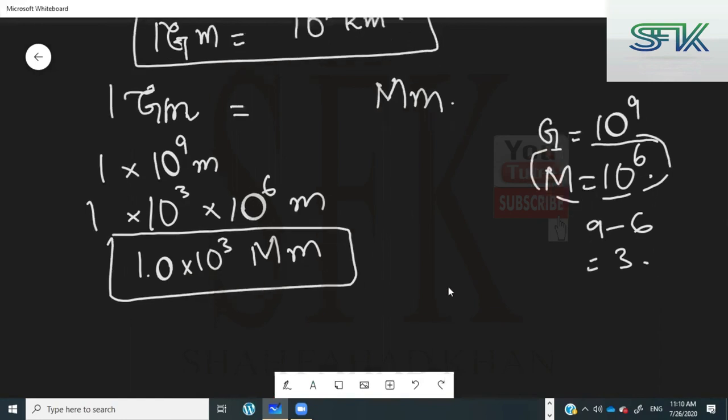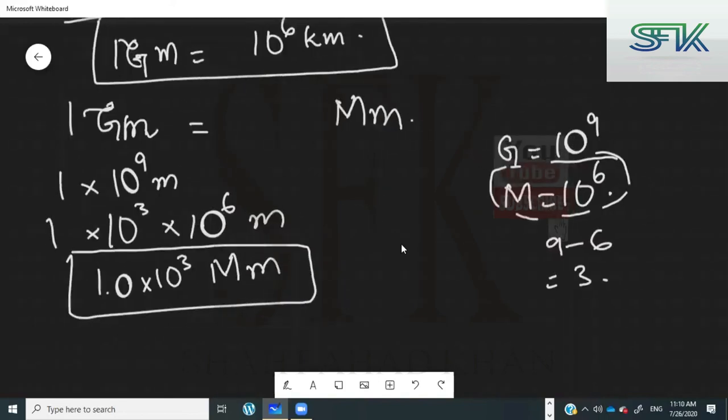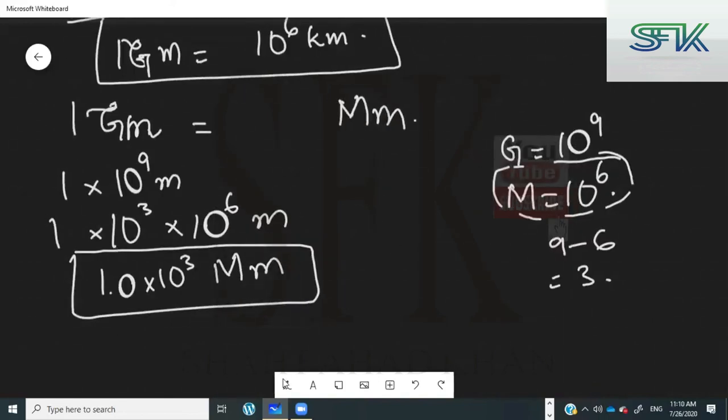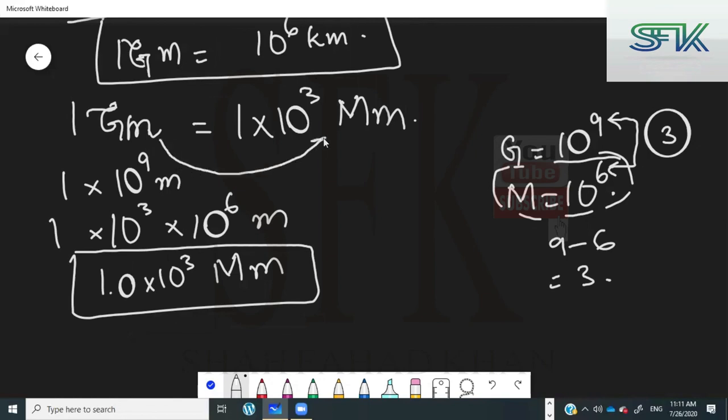Again, I've given the answer to 2 significant figures. 1 gigameter is 10 raised to the power of 3 megameters. And by the way, it's actually quite easy. There is a shortcut to it. If you look at the difference between them, what's the difference? The difference is 3, right? You'll have a megameter which has a power of 3. It's that simple. But this is only applicable when you are going from a bigger value to a smaller value.